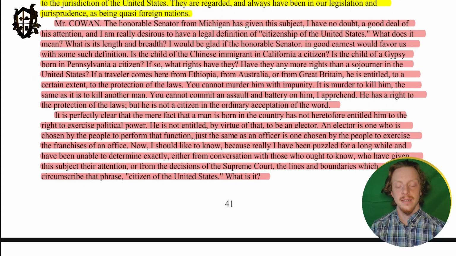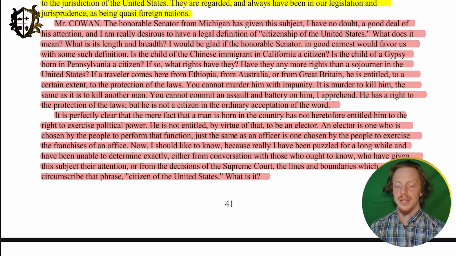What about illegal aliens? The Honorable Senator from Michigan has given this subject, I have no doubt, a good deal of his attention, and I am really desirous to have a legal definition of, quote, citizenship of the United States. What does it mean? What is its length and breadth? I would be glad if the Honorable Senator, in good earnest, would favor us with some such definition.